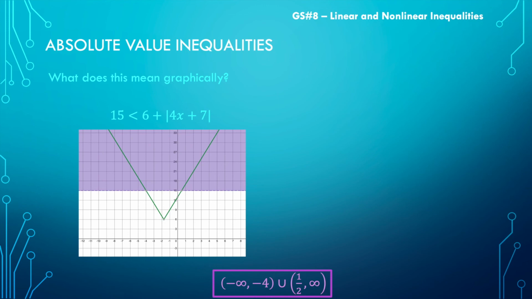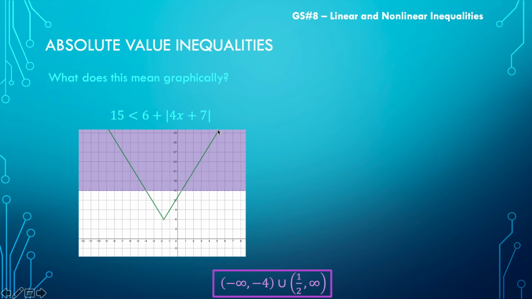So looking at this graph, you will see that everything above 15 is shaded. Everything that is greater than 15, okay, greater than the 15, that's shaded purple. And this green graph represents the graph of y equals 6 plus the absolute value of 4x plus 7. So what we're looking for here is, what is the domain of the green function that lies in the shaded region? And we can see that that is everything from -infinity to -4, and then again from 1/2 all the way to +infinity.